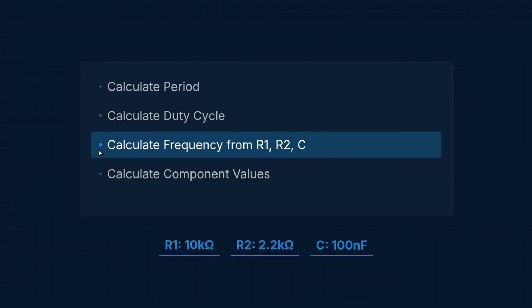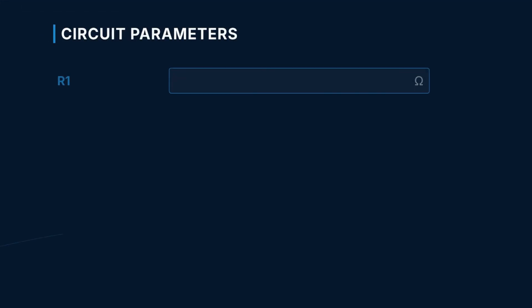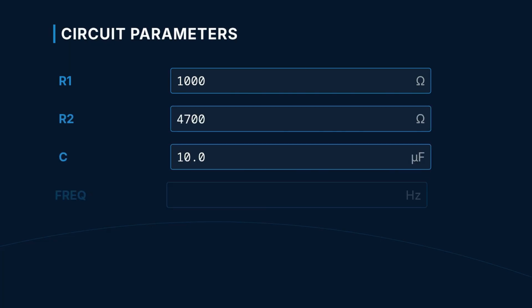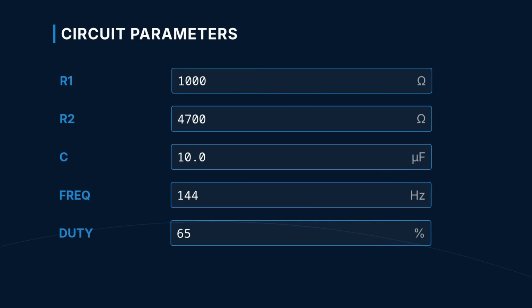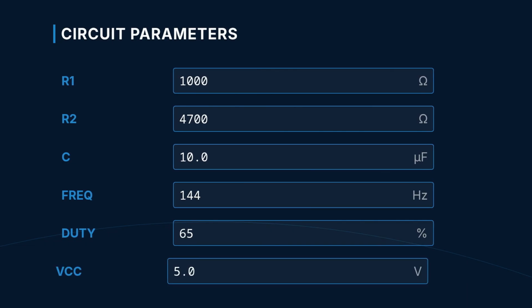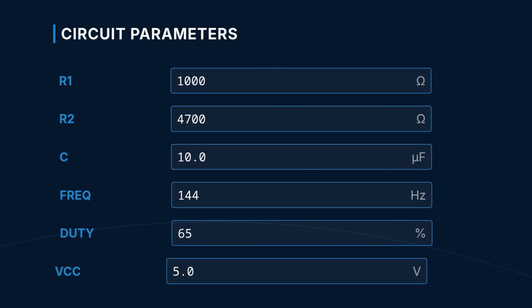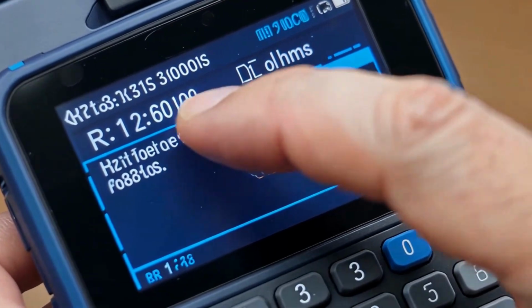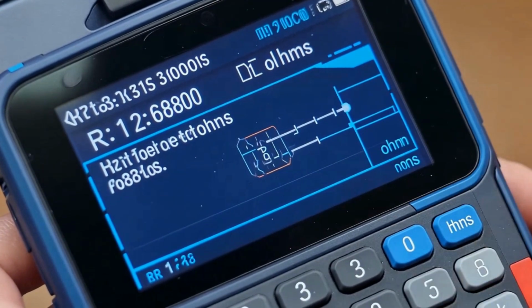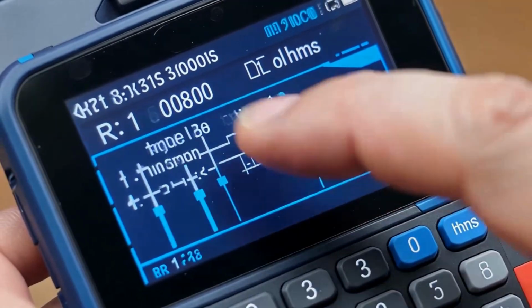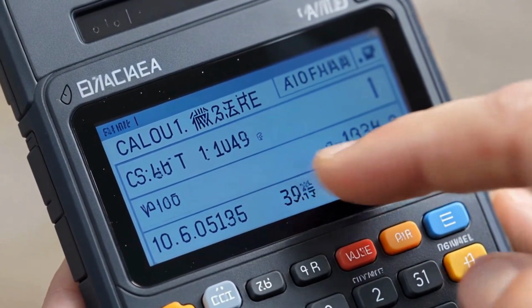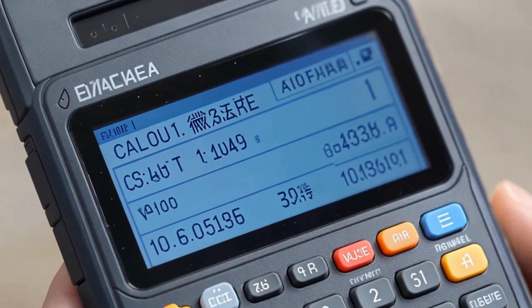Next, enter your component values. R1 in ohms, R2 in ohms, C in microfarads, plus frequency in hertz, duty cycle as a percentage between 50 and 99, and VCC in volts. Let's work through an example. I'll enter R1 as 10,000 ohms, R2 as 68,000 ohms, C as 0.1 microfarads, and VCC as 5 volts.